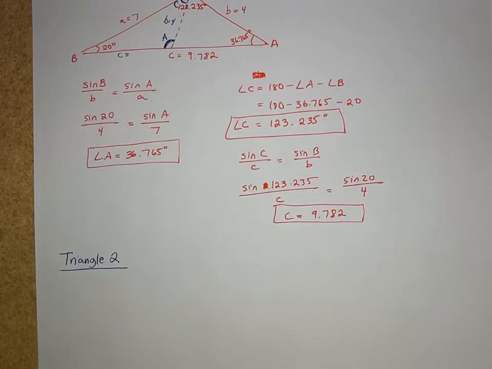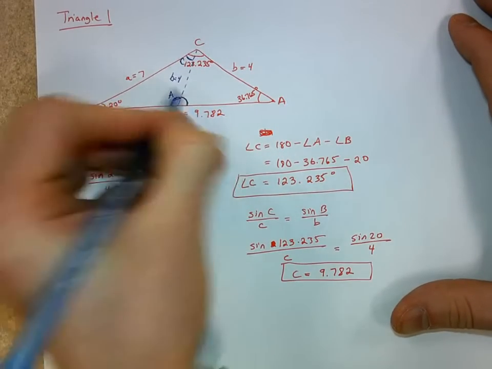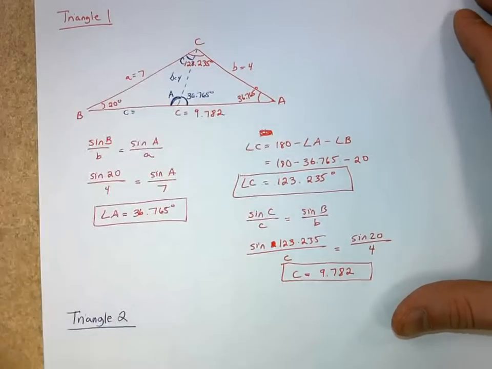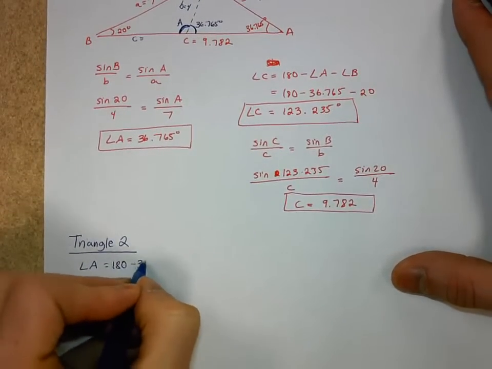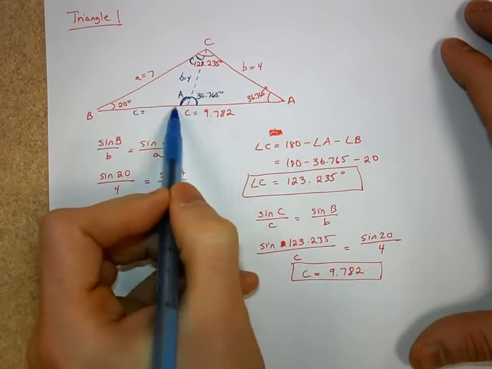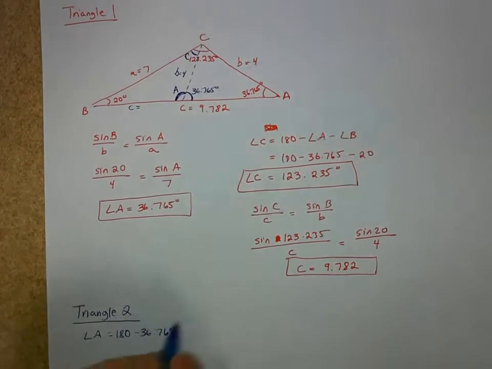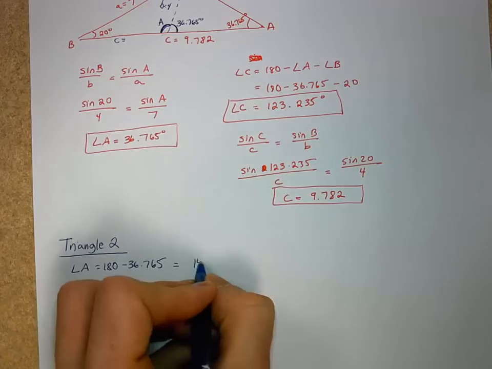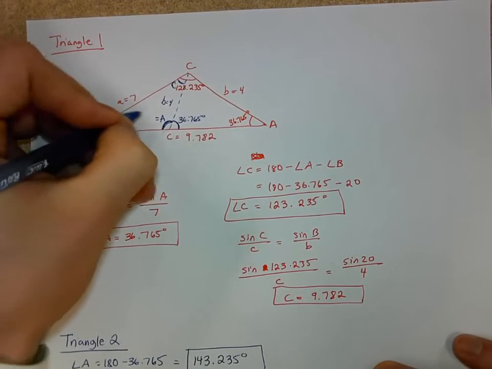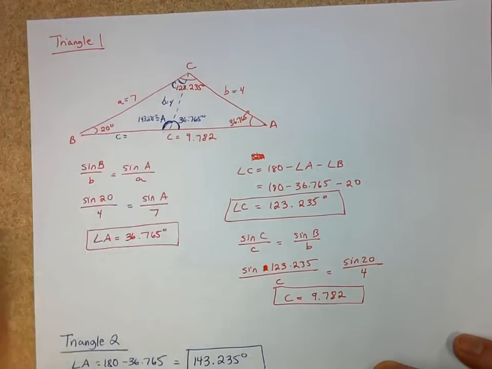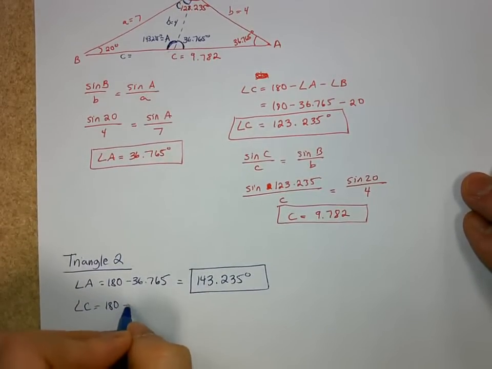Well, angle A is going to be actually pretty easy to find because I know that from this triangle up here, if this is 36.765, that means this guy right here is also 36.765, which means for my angle A in my new triangle, it's going to be 180 minus 36.765. And the reason for that is this is a straight line here, which you know is 180 degrees. So if this is 36.765, this angle A has to be 180 minus 36.765, which if I do that, I'm going to have 143.235 degrees. So this angle A is going to be 143.235 degrees.